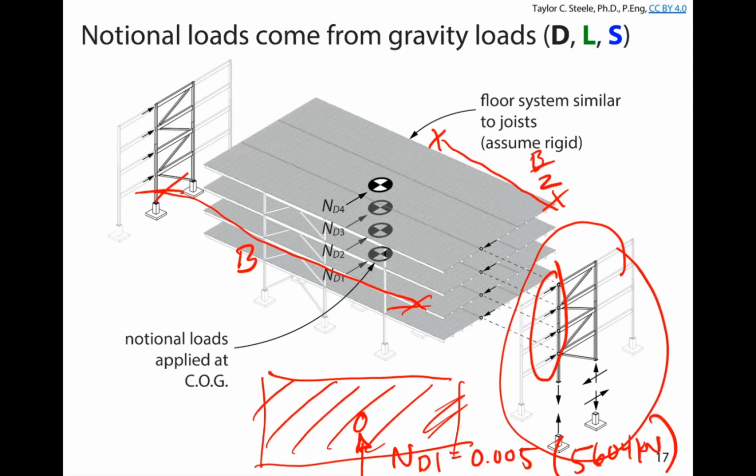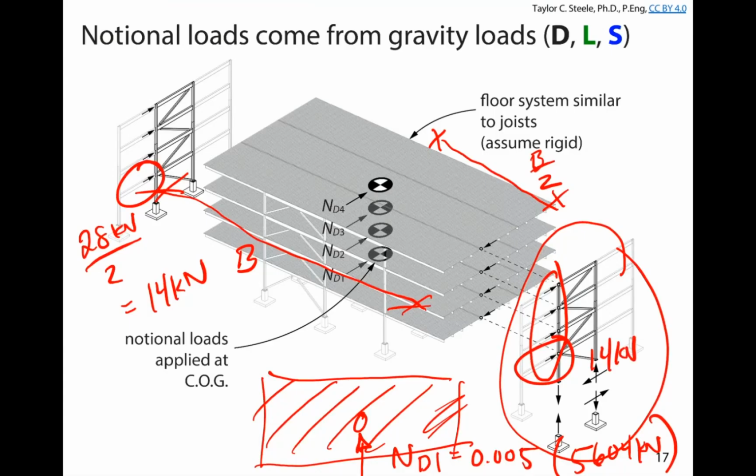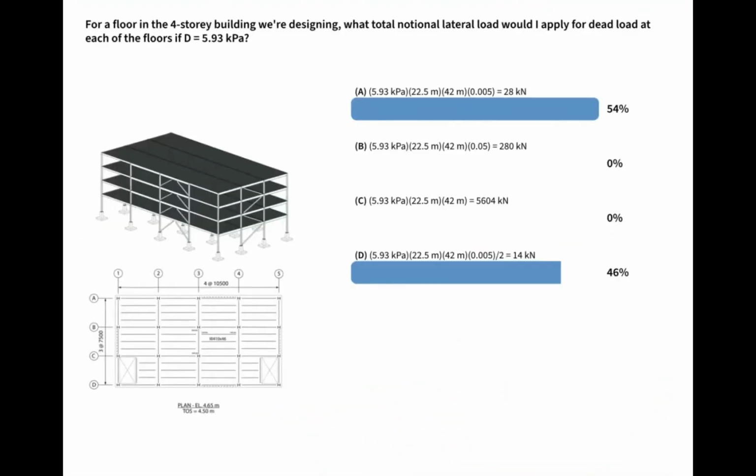If we wanted to know what the effect of that notional load was on the braced frame, that would be the 28 kilonewtons over 2, which is 14 kilonewtons. So the effect of the notional lateral loads on the two braced frames will be that answer divided by 2, but the total notional lateral load that gets applied at that floor level is the 28 kilonewtons, which is the floor area times the dead load times 0.005. Okay, any questions about that? Any concerns about that before we continue?